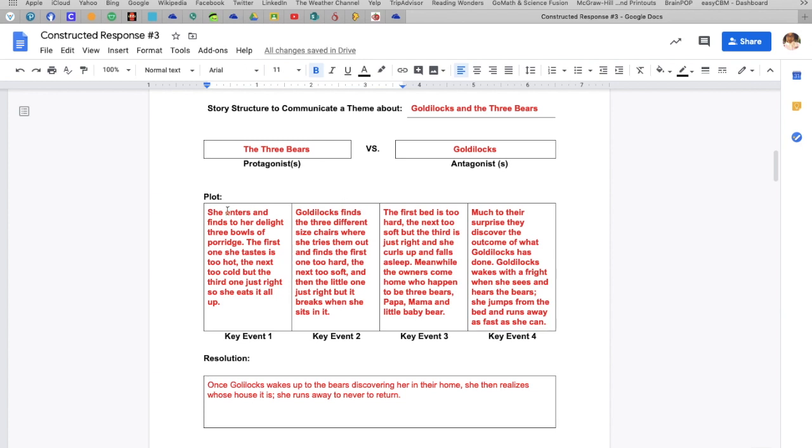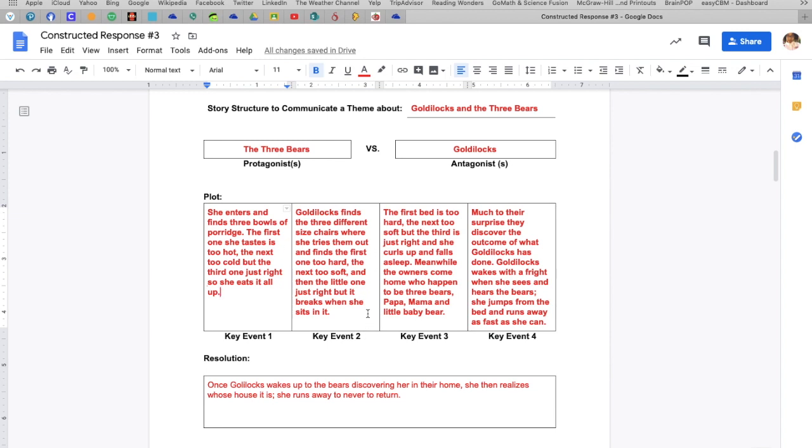Well, let's see. The plot of the Goldilocks and the Three Bears, as you can see, is broken up into 4 boxes. I want you to tell me 4 key events, 4 key details that happen in the story. The first key detail is that she enters into the house to find 3 bowls of porridge. The first one she tastes was too hot, the next one was too cold, but the third one was just right. So she eats it all up.